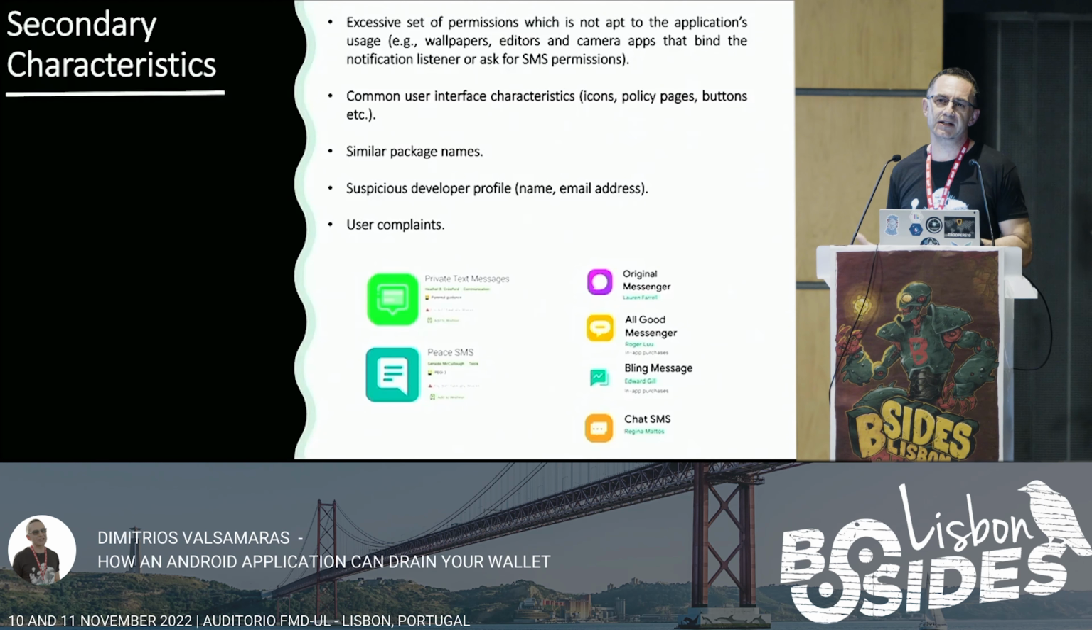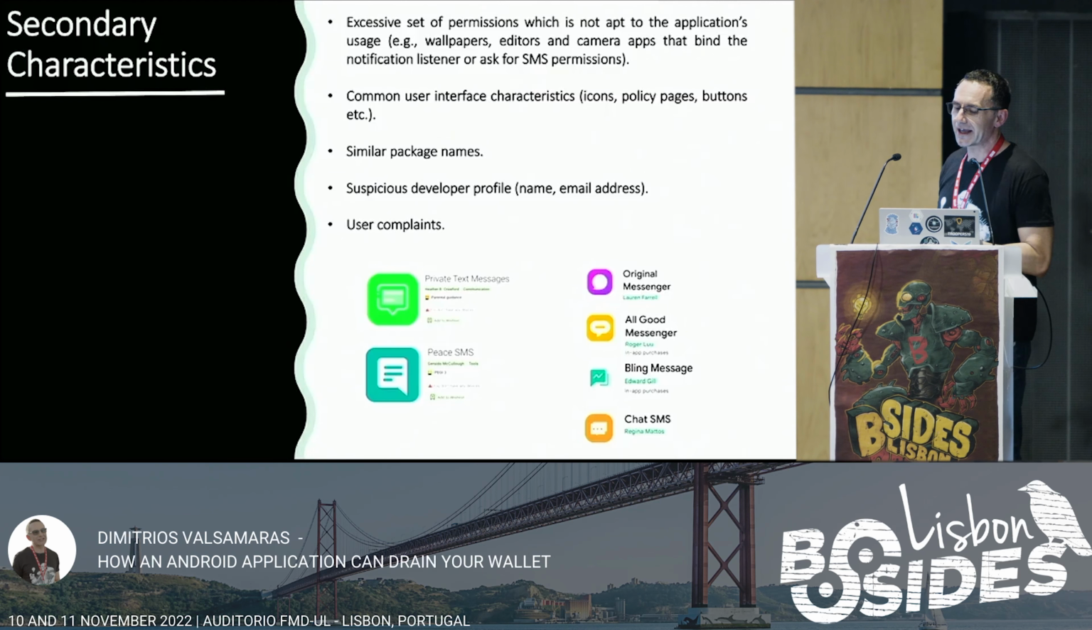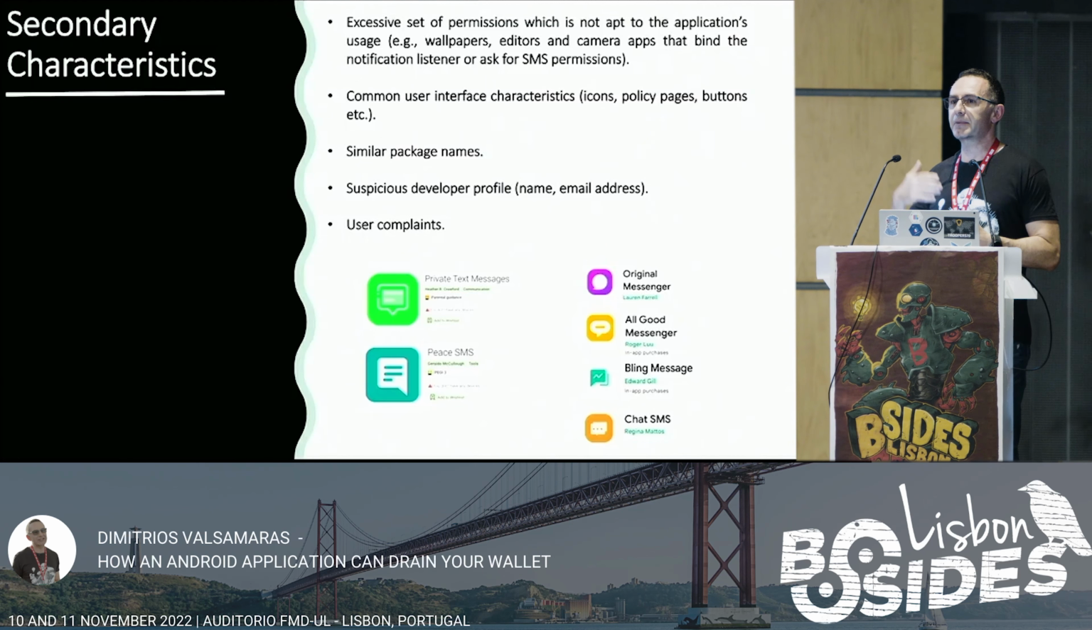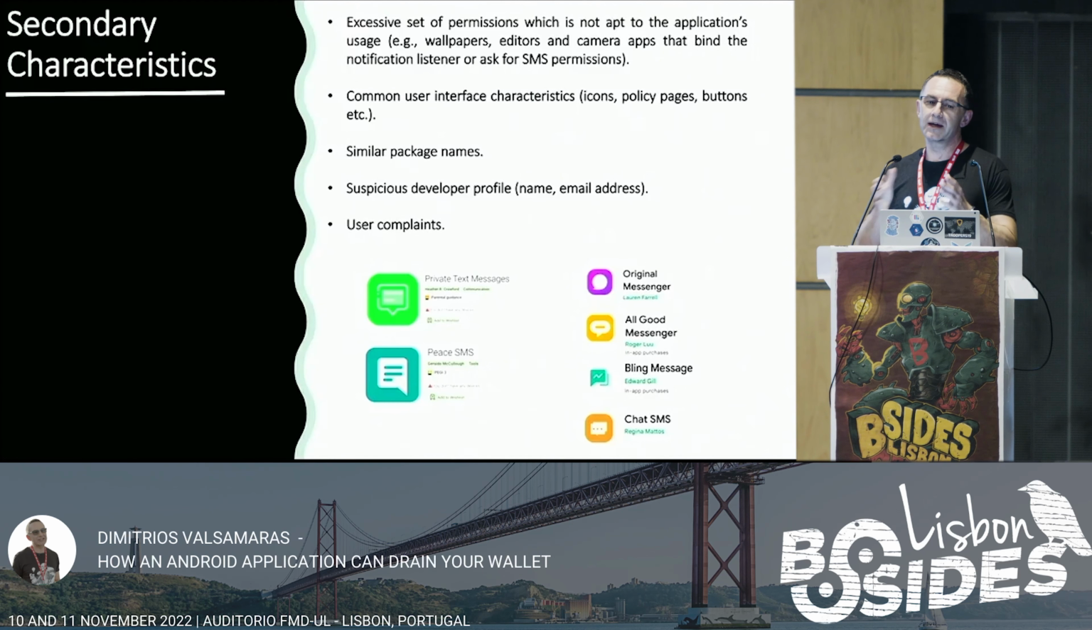Now, thankfully, this penetration strategy which the malware developers are using creates what we call secondary signals. These secondary signals include the following. For example, we have permissions not in line with the application's functionality. You have a wallpaper app which requests you to bind the notification listener. What would a wallpaper app do with the notification listener? It doesn't make sense. Another thing is they might request SMS permission, which is not in line with the functionality of the app.